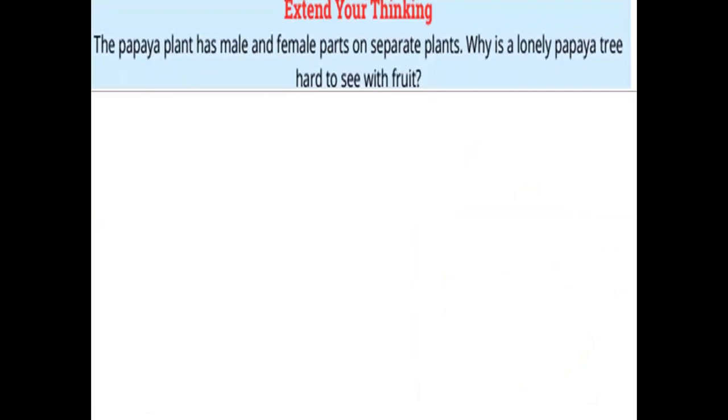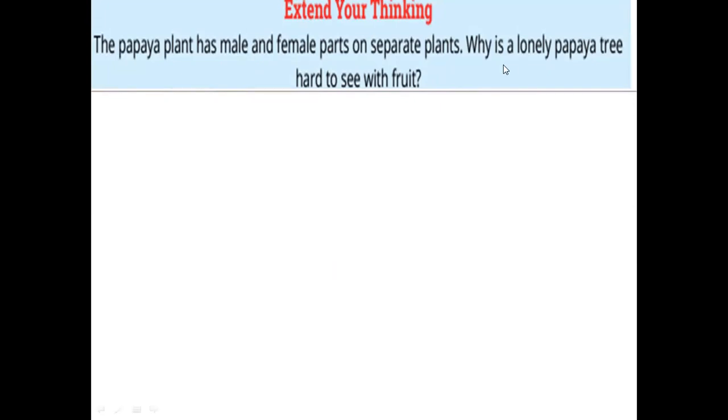So okay, now extend your thinking. The papaya plant has male and female parts on separate plants. Like you have seen in the video in the previous lecture, there are two types of plants. One is imperfect and the other is perfect. Perfect flowers or perfect plants have male and female reproductive parts in the same flower. And here male and female parts are on different, separate plants. So that is an imperfect plant or imperfect flower.